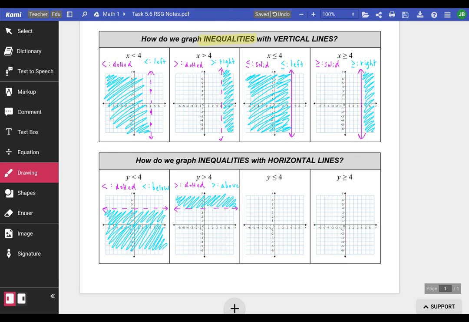All right, at this point, it might not be a bad idea to pause the video and try the next two on your own. And then you can restart when you're done.